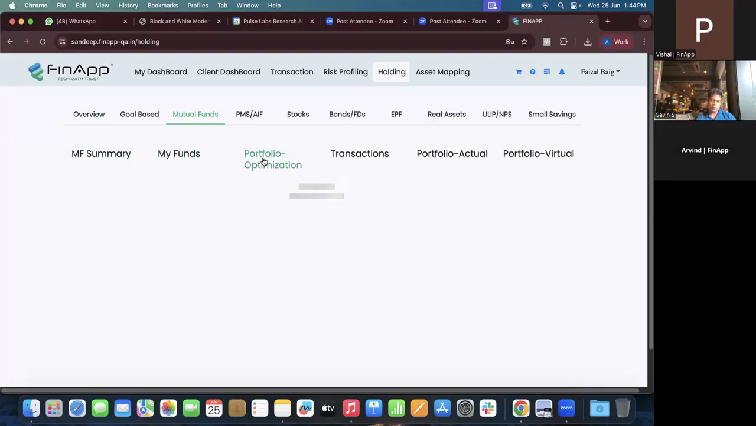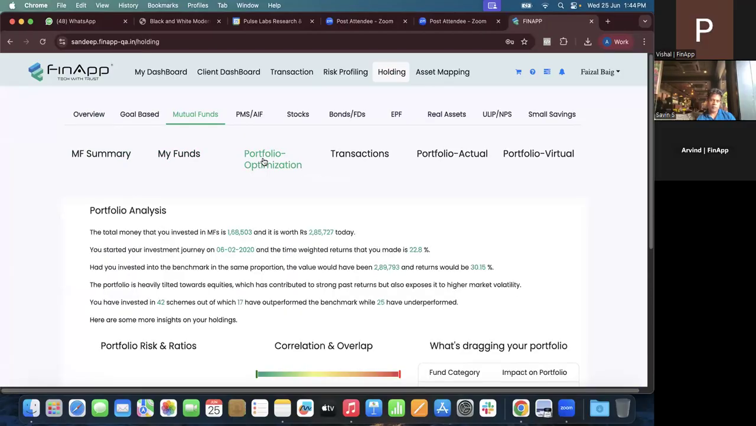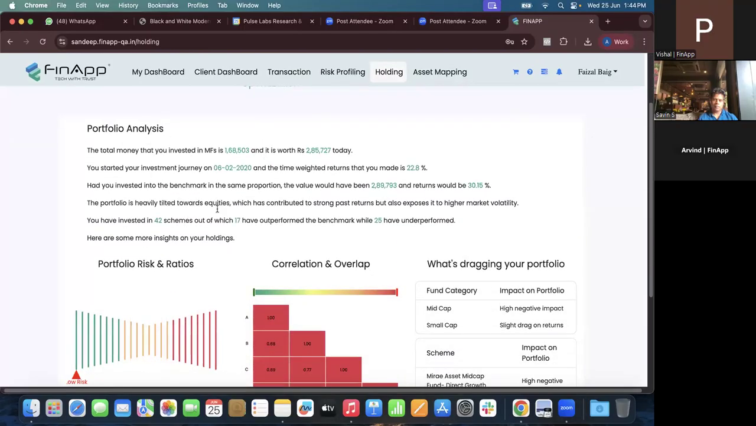Now the third step. Imagine this is not your customer. He is not your friend's customer. He just came to you and now you're doing an analysis of his portfolio in just 5 minutes. The first thing we do is give him a portfolio analysis. What does it say? You invested 1,68,000. Today it is worth 2,85,000. You started investing in 2020. Your portfolio returns is 22.8%.